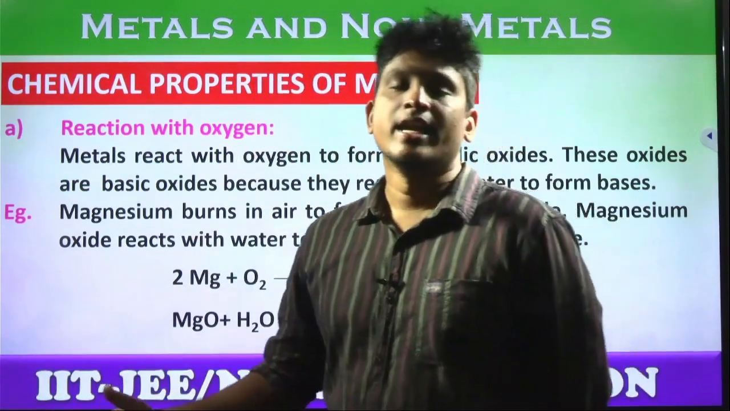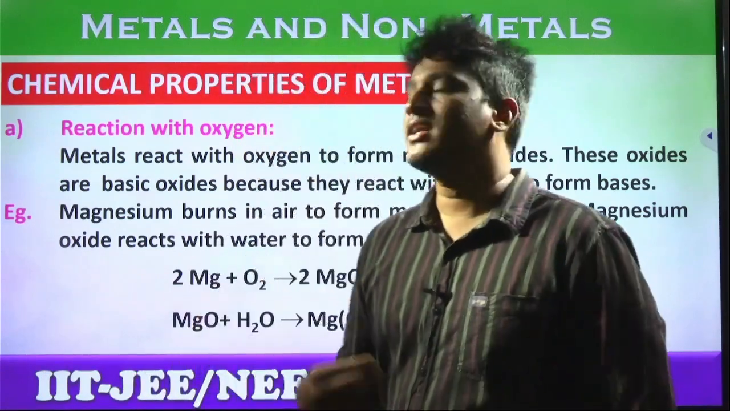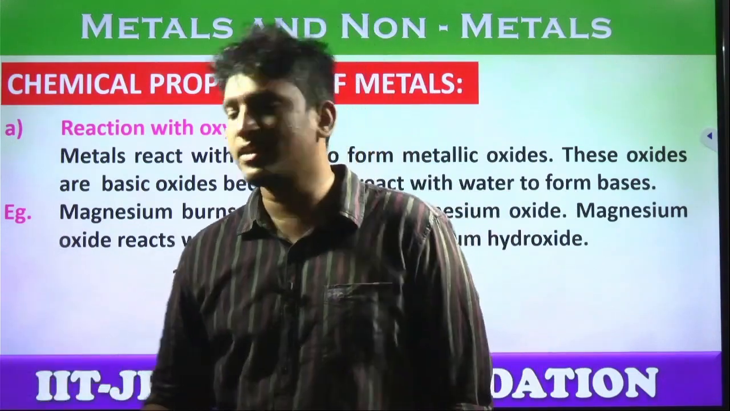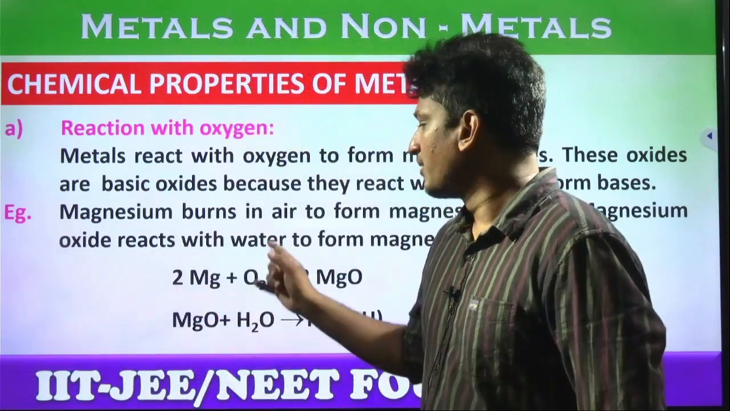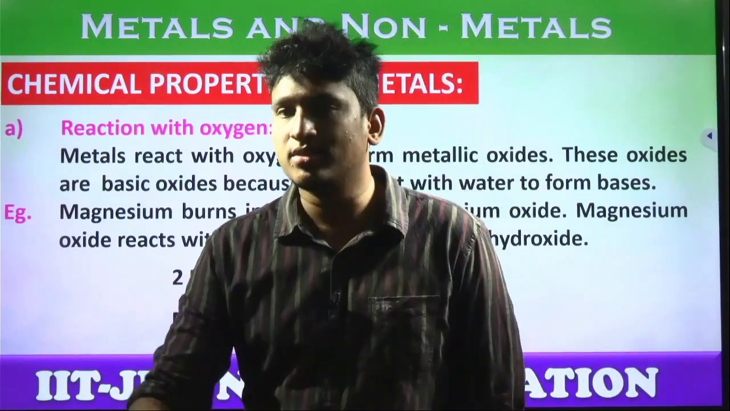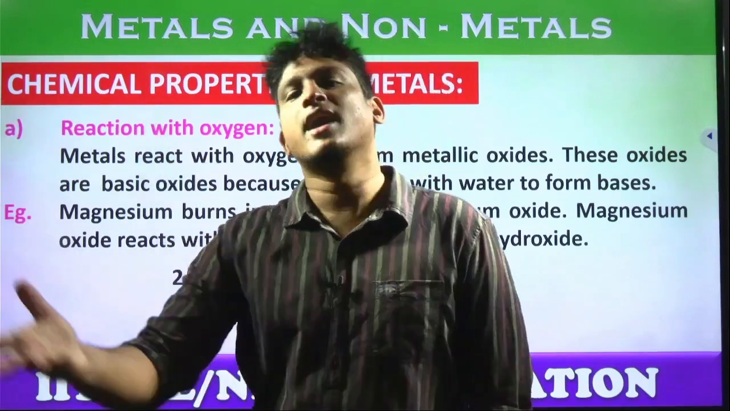Any metal, if it reacts with oxygen, forms in general a metallic oxide. That's it. Metal plus oxygen gives rise to metallic oxide. Look at the reactions here. Magnesium plus oxygen gives rise to magnesium oxide. Sodium plus oxygen, sodium oxide. Calcium plus oxygen, calcium oxide. Iron plus oxygen, iron oxide. Understood?